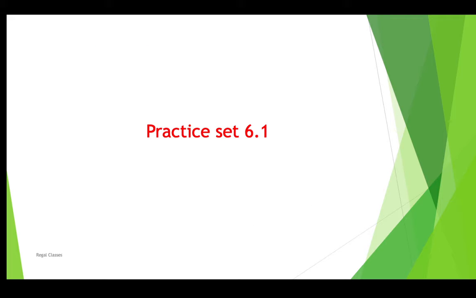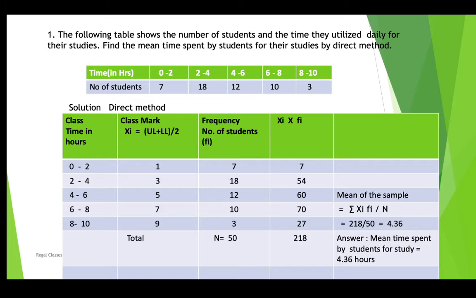So we start with practice set 6.1. The problem: the following table shows the number of students and the time they utilize daily for their studies. Find the mean time spent by students for their studies by direct method. So we have the class mark, and then frequency, multiply xi with fi, get the sum, and the sum divided by the total number of students is the mean time.